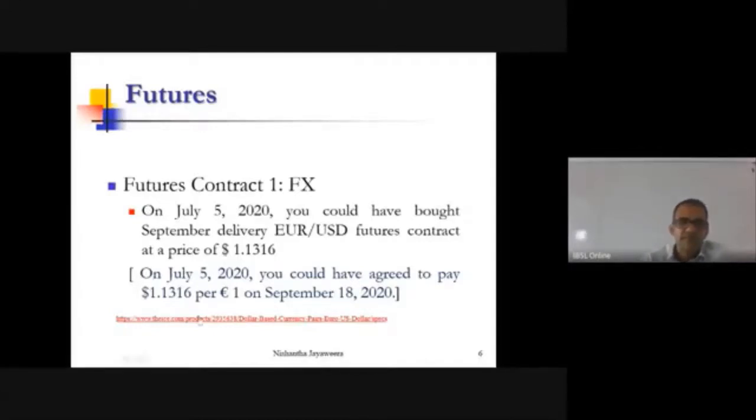So if you can visit this site, you can get more details about the specification of this type of contract, the Eurodollar futures contract traded on the ICE, the Intercontinental Exchange.